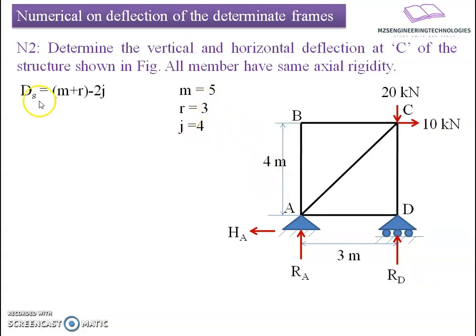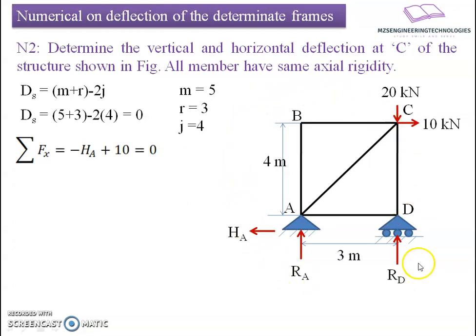If I put this into the relation for static indeterminacy, m plus r minus 2j, it yields 5 plus 3 minus 2 into 4, which comes to be 0. It means it is statically determinate. Once I came to know it's a determinate one, I will apply the static equilibrium equations for the global geometry to find the unknown forces. For that, summation of Fx will result in minus HA plus 10 equals 0, and HA is going towards the left-hand side. From this, HA comes to be 10 kilonewton, moving towards the left-hand side.